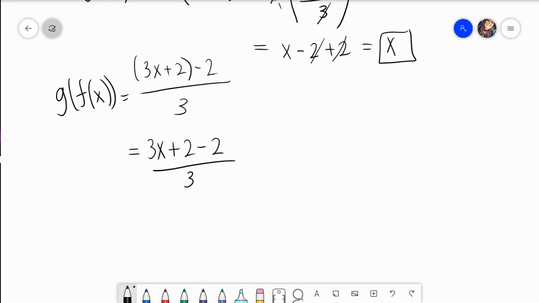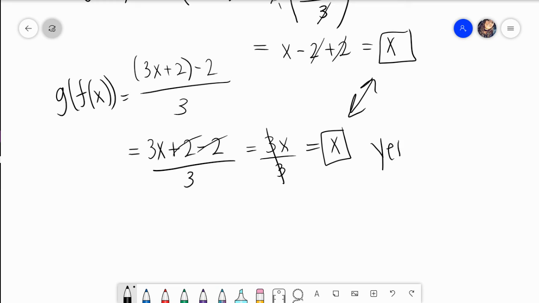Okay, so hopefully it looks a little bit more clear that those are additive inverses. They go away. What I have is 3x over 3. That right there is actually a multiplicative inverse, but let's just, for the sake of this problem, say 3 divided by 3 equals 1, right? So what I get is x. They both equal x when I plug them into each other. So yes, they're inverses.